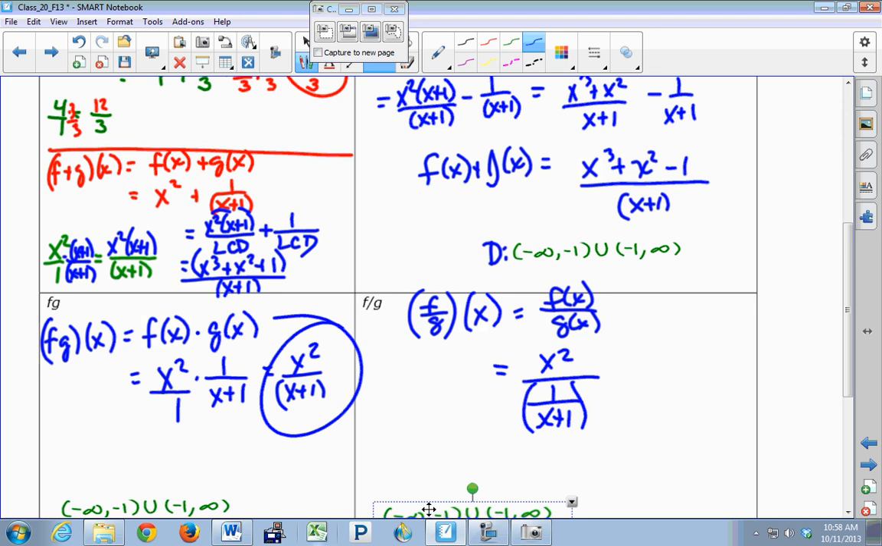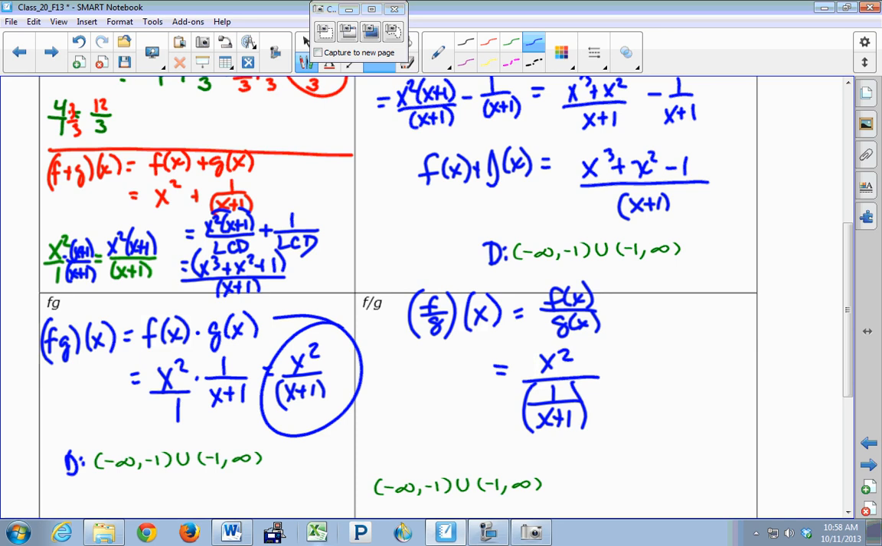So how do you simplify that little monster? X squared divided by the fraction 1 over x plus 1. How would you simplify 4 divided by 1/2? What could you do? 4 divided by 1 over 2 is the same as what? It's an arithmetic problem, folks. Multiplied by the reciprocal, right?